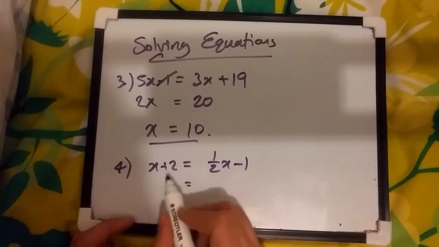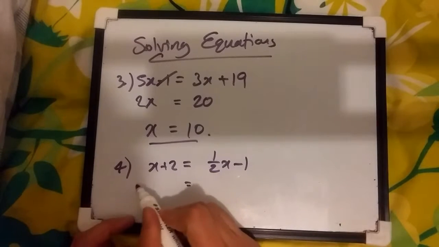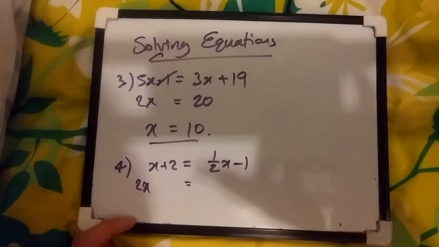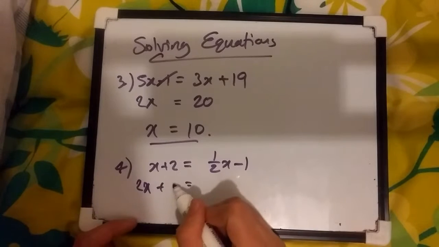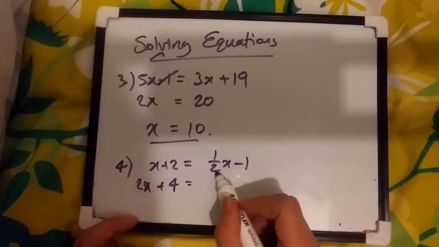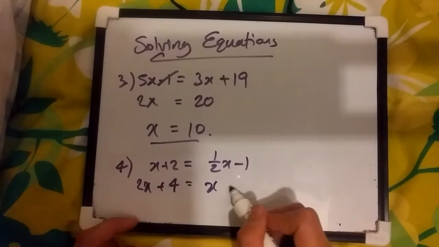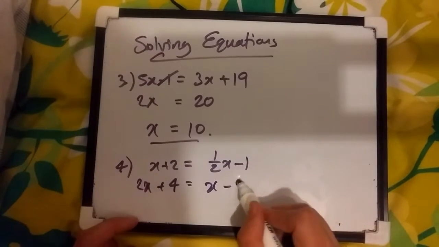So on this side, we're going to get x times 2 is 2x. Next one is 2 times 2 is 4. Good. And then we've got 1 over 2 x, of course, that would be x. And 1 times 2 is 2.